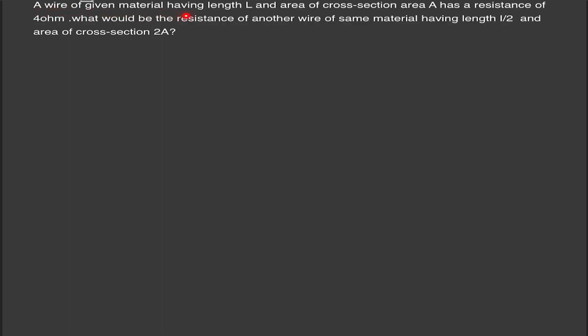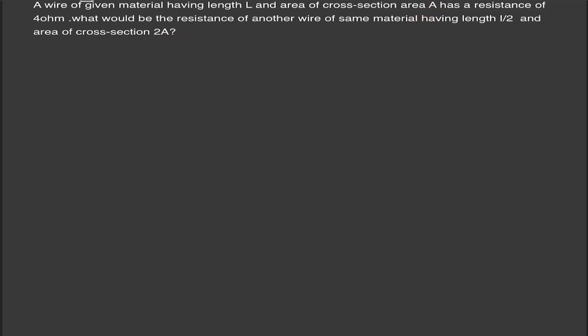A wire of given material having length L and area of cross section A has a resistance of 4 ohm. What would be the resistance of another wire of same material having length L by 2 and area of cross section 2A? What have they given? They have given us the resistance value of the wire whose length is L and area of cross section is A. We are supposed to find the resistance value for another wire whose length will change from L to L by 2 and area of cross section will change from A to 2A. So this is the outline of the problem.